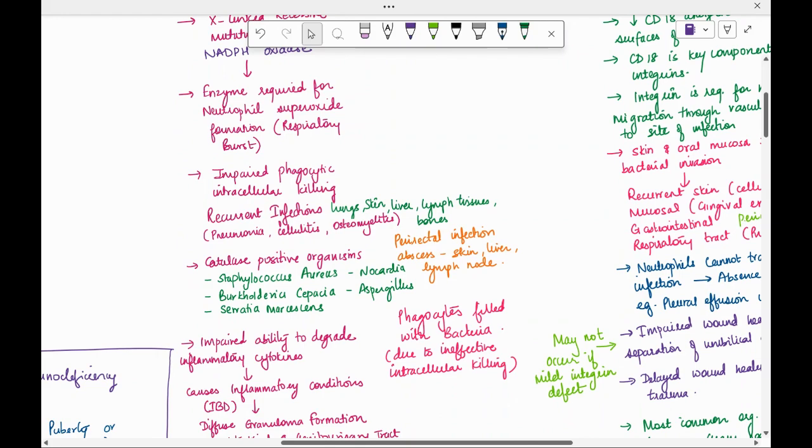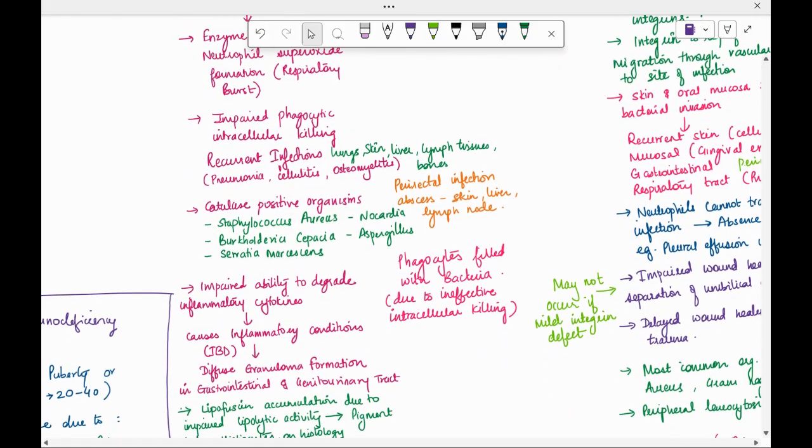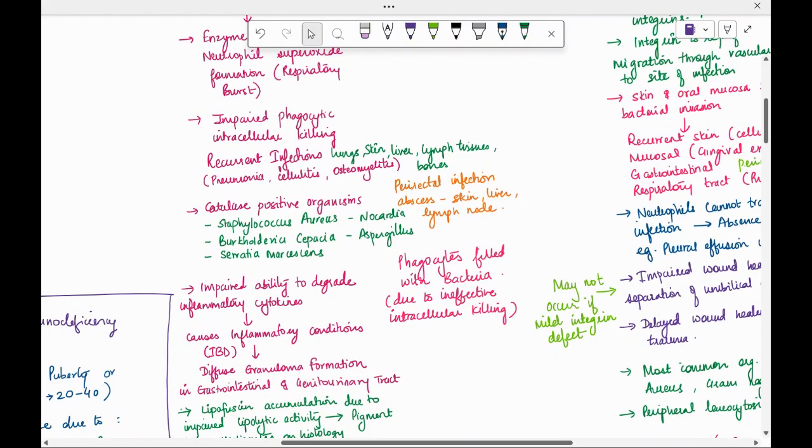So here, because the respiratory burst is impaired, now what is the respiratory burst important for? It is important for the phagocytic intracellular killing. So it is not able to do that. What will happen? The phagocytes will reach the site of infection, and they will do the phagocytosis of the bacteria, but they will not be able to kill it inside the cell, so they will be filled with bacteria.